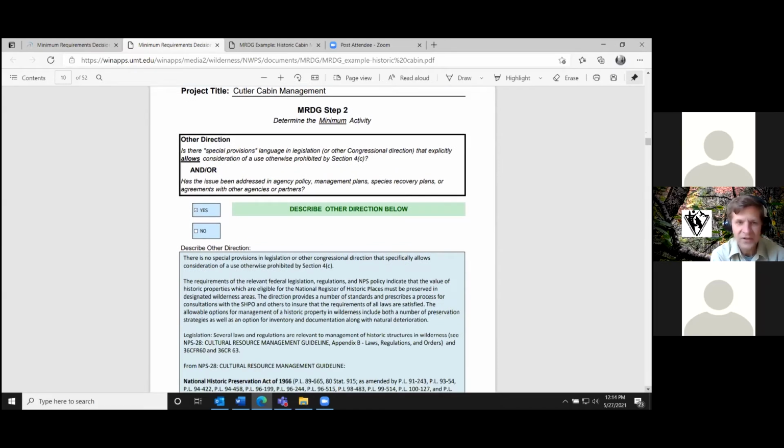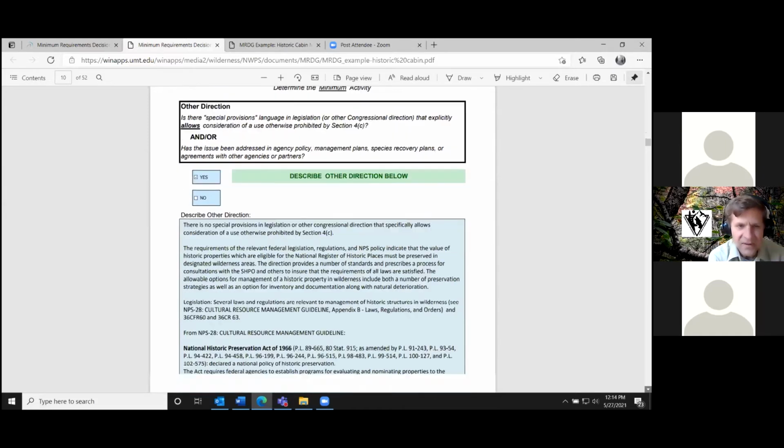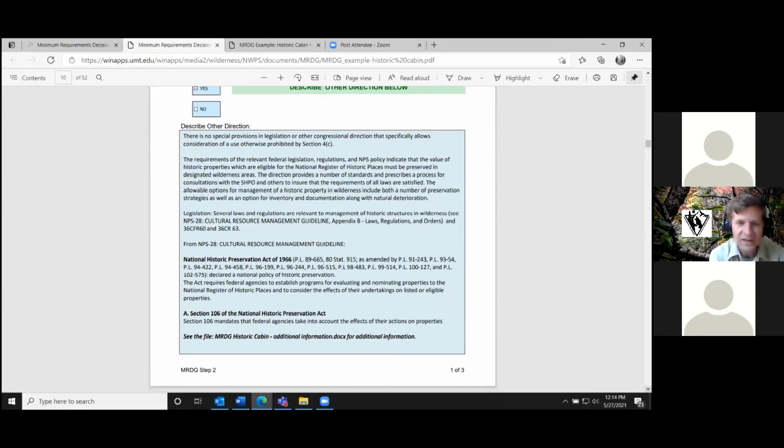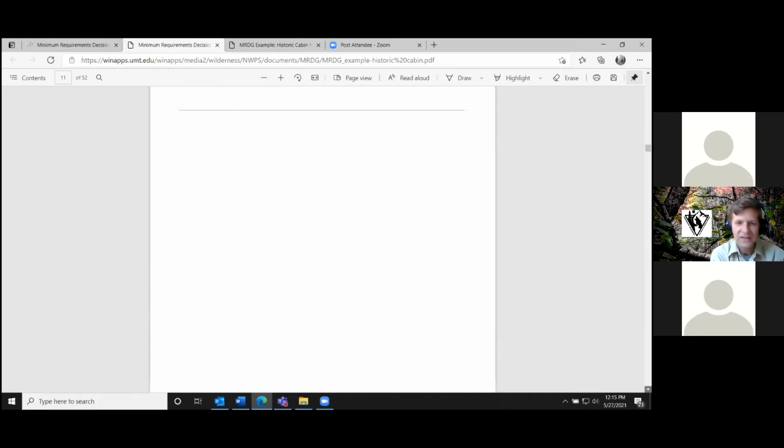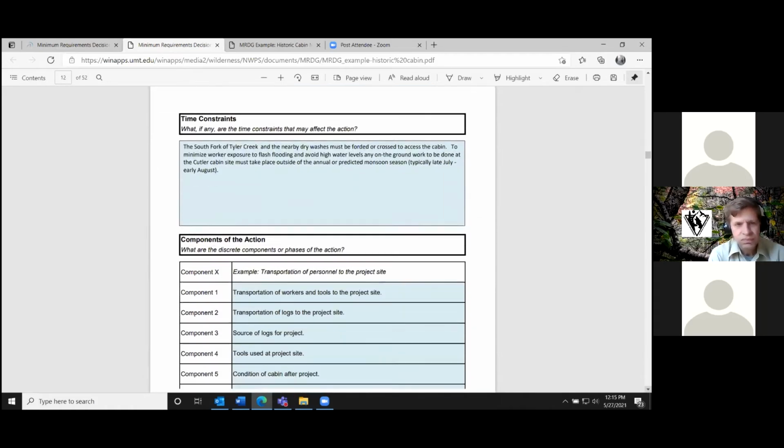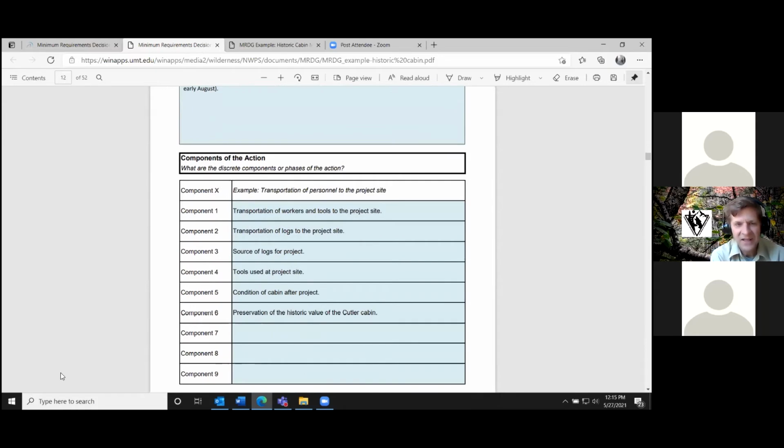Before they do the alternatives, you'll see this description that they provide, basically outlining, again, why they need to do something. Let me go ahead, scroll down, Dan. Talk about time constraints, and then they talk about the components. So these would be all components that may be associated with the action. And then they're going to develop, in this particular case, three alternatives.